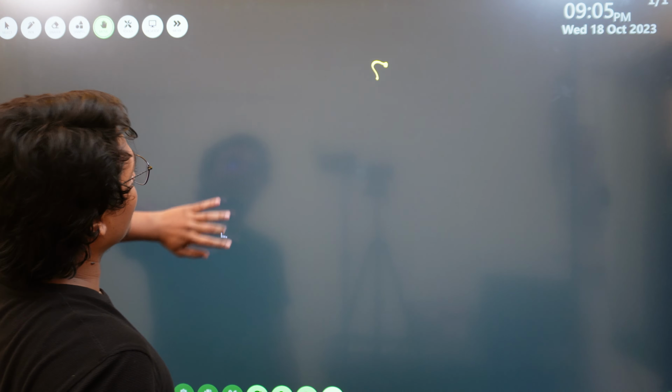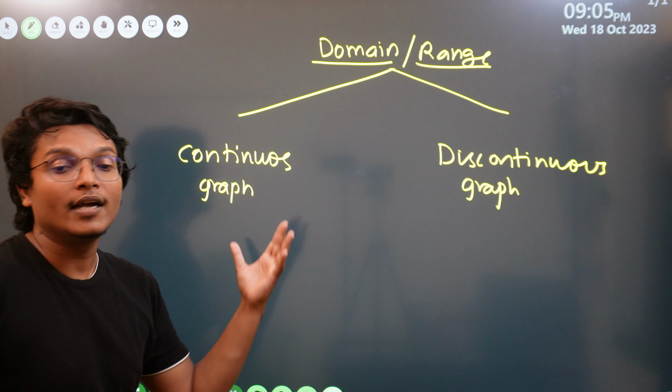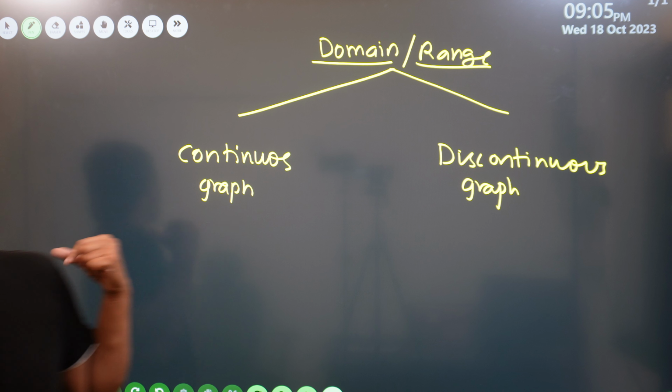So first part, continuous graph. Second part, discontinuous graph. Okay? Now what do I mean by continuous and discontinuous graph?